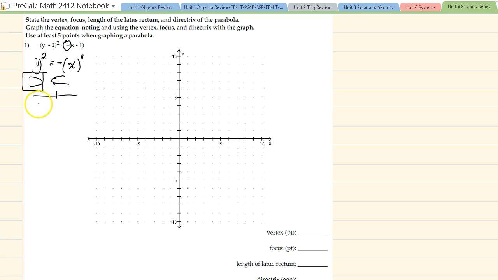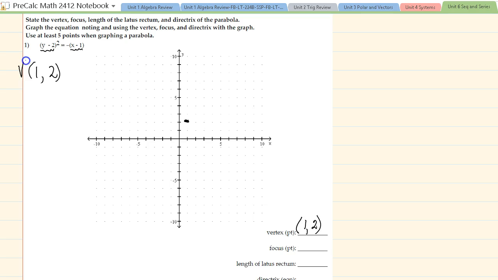So the first thing we need to find is our vertex. To determine our vertex, the x component will be 1, so we set that parentheses equal to 0. We do the same thing for the y parentheses and we find that y is equal to 2, and this is our vertex. So that's the point (1, 2). When we graph that, that will be right here.